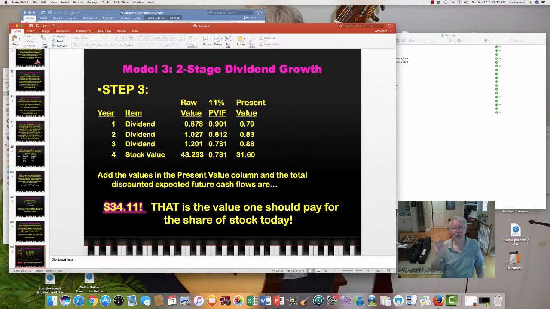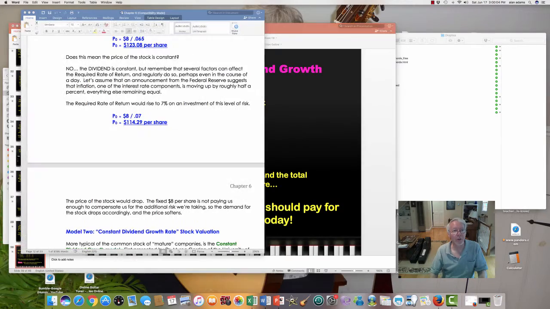$43.23, and reel that back to today as well. I use 3 years, the 11% column, and that means today's value is $31.60. We add all those present values up, all four of them, and we get $34.11. Based on the present value of future cash flows, that is how much you should pay for 1 share of that stock today. Okay? All of this is noted for you in the book. Let's go take a quick peek at it.